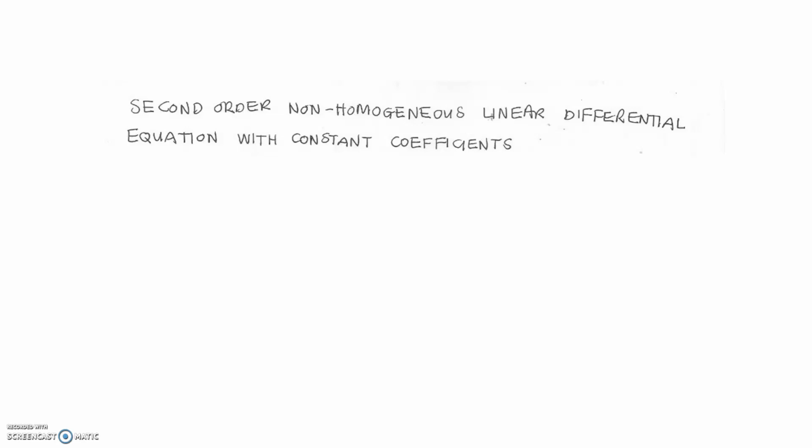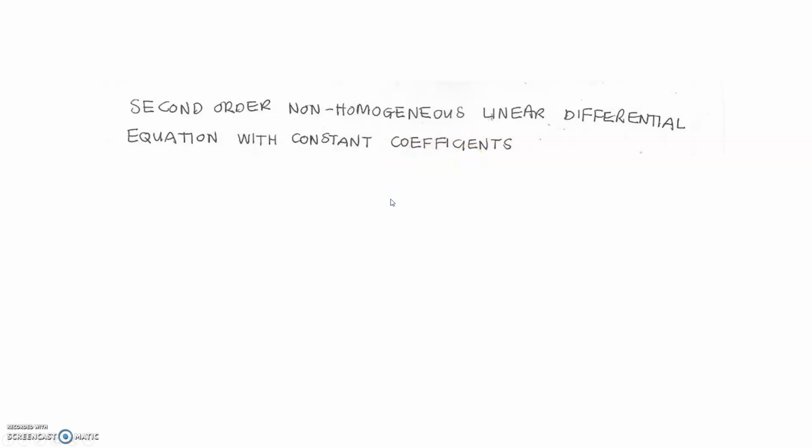Okay, so in this lesson, we will discuss the methods on how to solve second order non-homogeneous linear differential equation with constant coefficient. So first of all, before we go any further, before we go through what are the methods that we are going to use, we need to understand first the terms. What does it mean by non-homogeneous? What does it mean by linear differential equation? And what does it mean by constant coefficient?